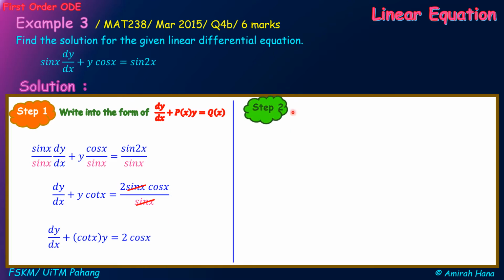After that, step 2: we identify p(x) and q(x). First we compare the two dy over dx terms. The coefficient of dy over dx equals positive 1, and then we have a plus sign. Our p(x) should be the term beside y, so p(x) equals cot x and q(x) equals 2 cos x.